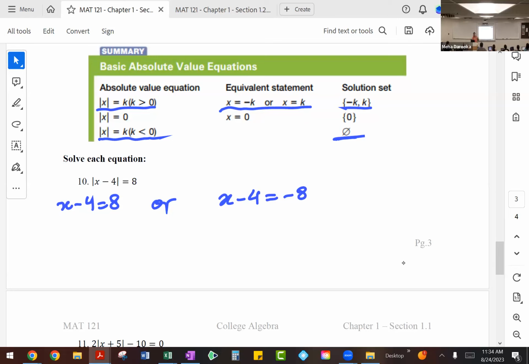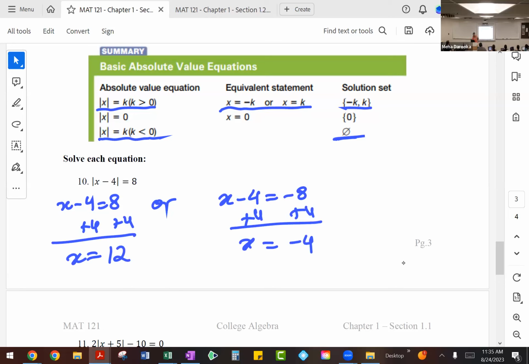Yeah, add 4. So can you tell me what our two values should be coming from each side of the equations? All right, 8 plus 4 will give us 12. Negative 8 plus 4, so there's one number that's negative, one is positive. So remember, you add and get negative 4. So your solution set in this case would be negative 4 and 12.